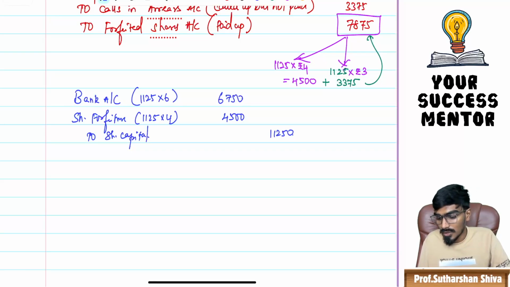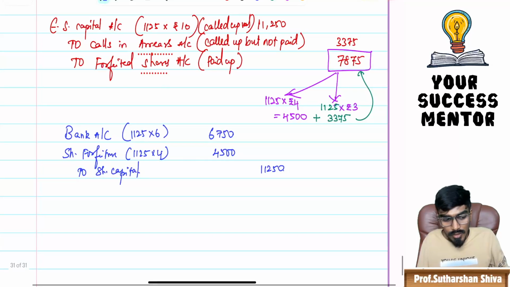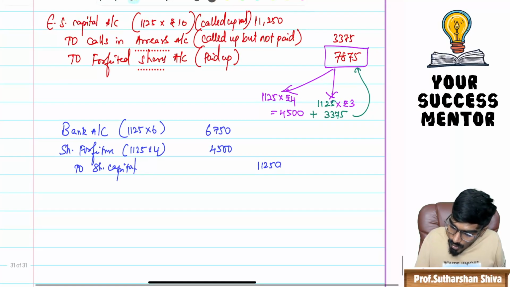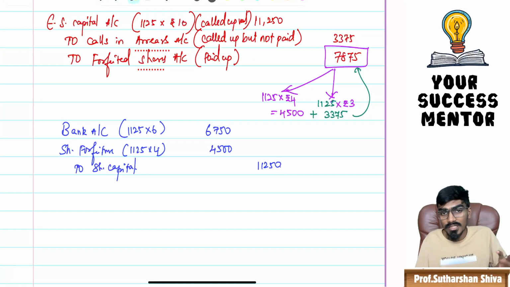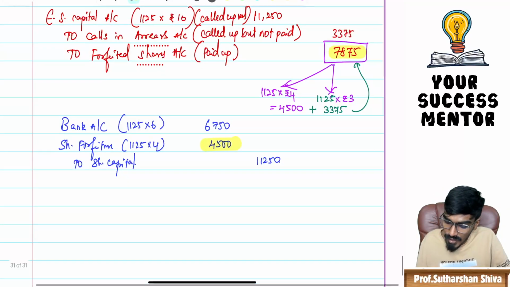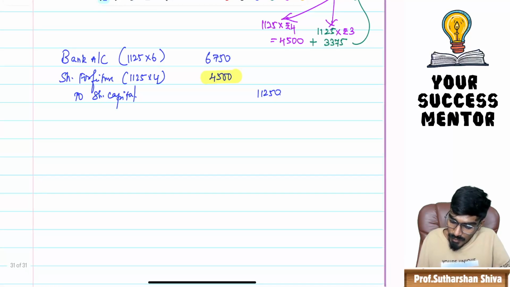Are you able to understand? Now all the shares are forfeited and all the shares have been reissued. Share forfeited is equal to share reissued. So 7875 minus 4500.